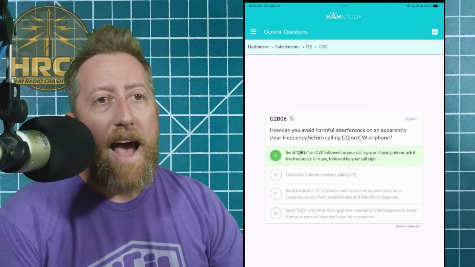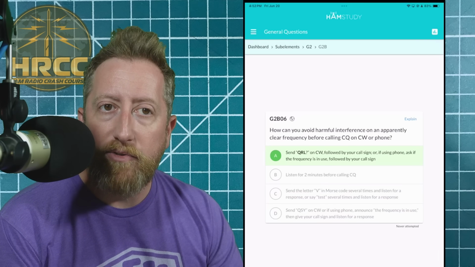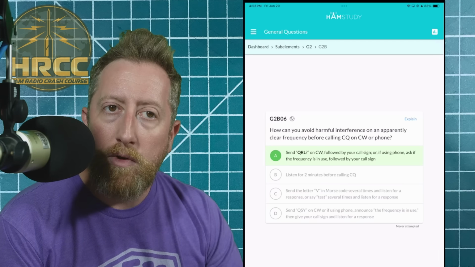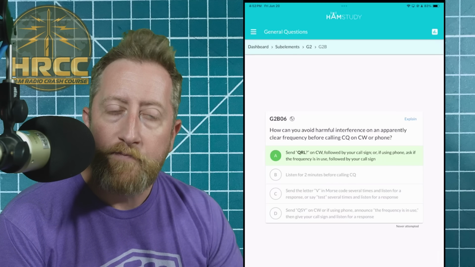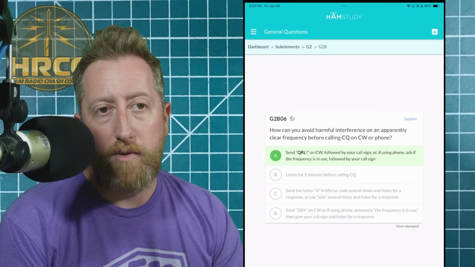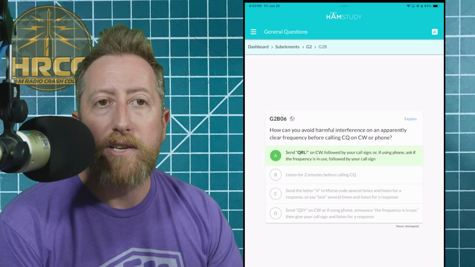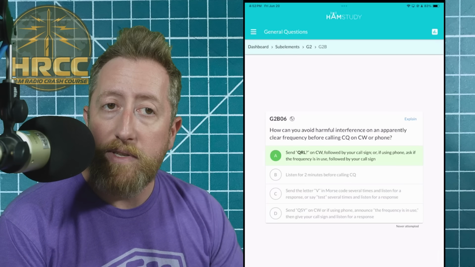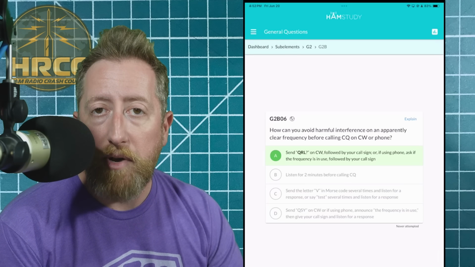Item 6, how can you avoid harmful interference on an apparently clear frequency before calling CQ on CW or phone? And so what you do is you send QRL on CW, followed by your call sign. Or if using phone, ask, is the frequency currently in use? And again, followed by your call sign.